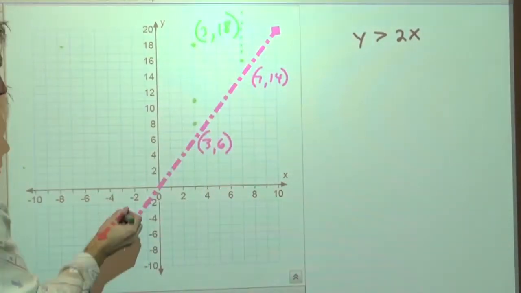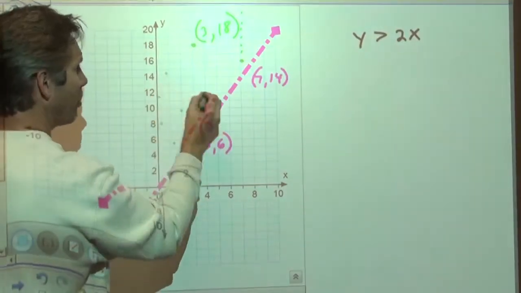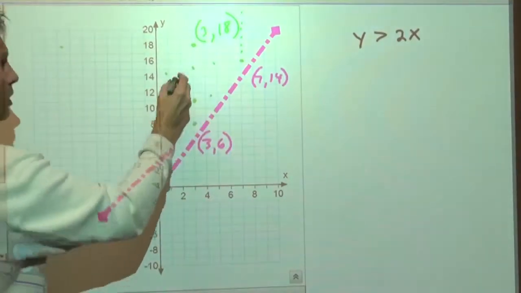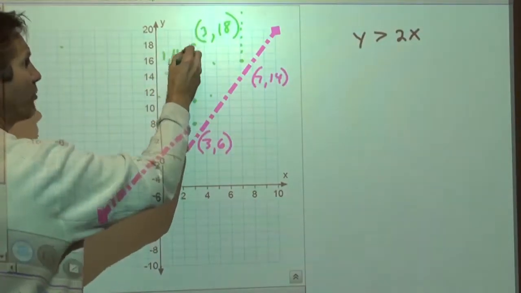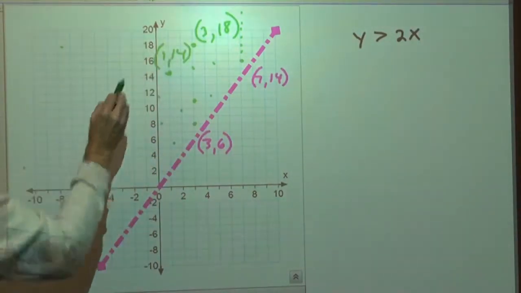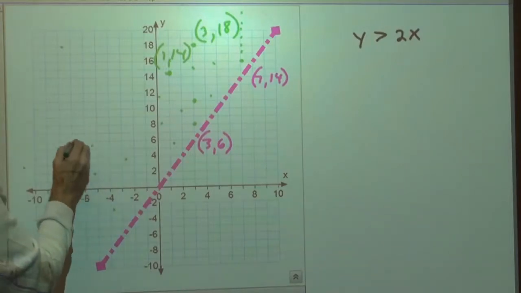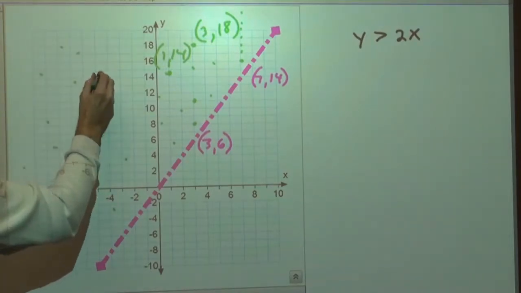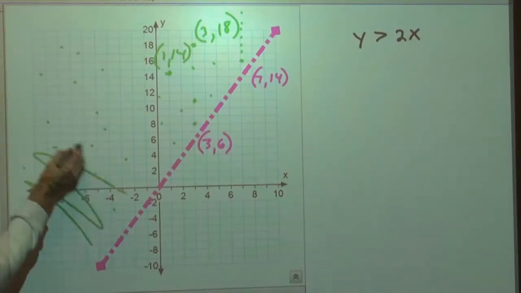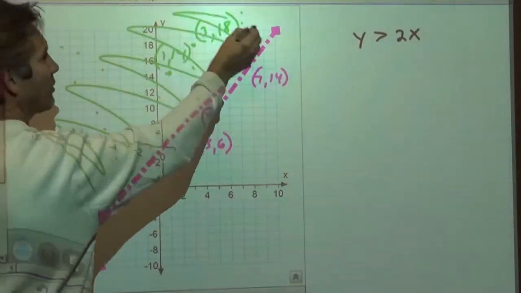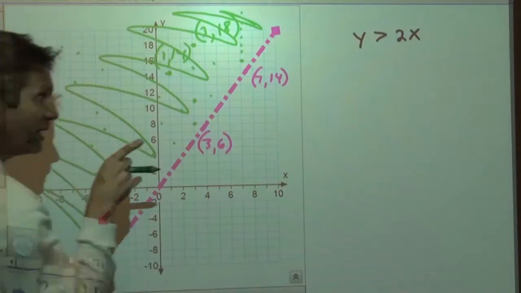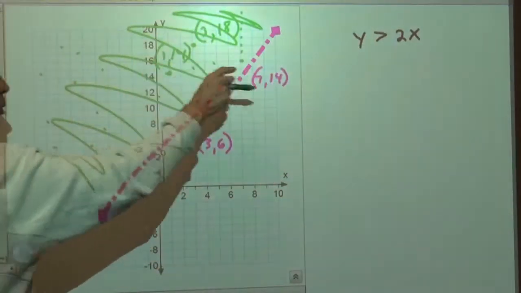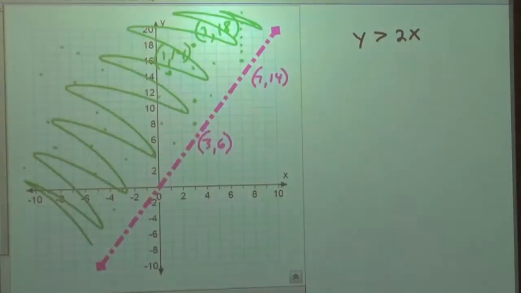Well, pretty soon what you realize is any ordered pair that is above this line will have this relationship, like right here, when x is 1, y is 14. Y is more than twice what x is. So, pretty soon you realize, oh, these points out here, there's infinitely many of them. I'm tired, I'm just going to shade it in. All those points eventually would fill in that whole side. There's the solutions to that inequality. All the points have that relationship between y and x.